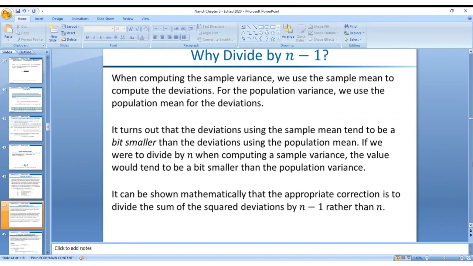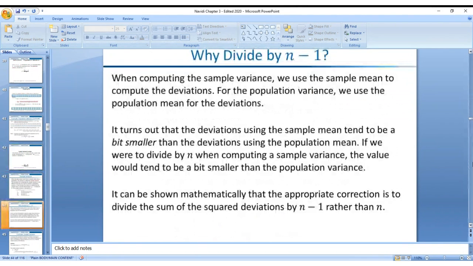Like I said, they give you this whole explanation, and I can read it and I said, I don't understand what that even means. You'll never really need to know why this is. It's just that when you're dealing with a sample, n-1 is important in that denominator. Okay.